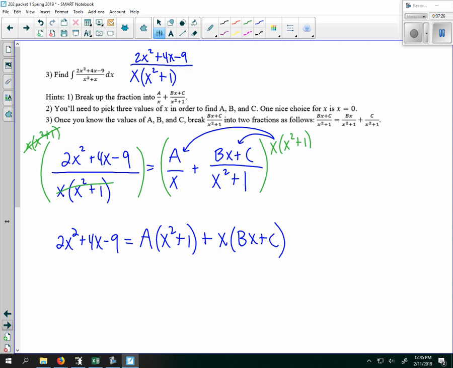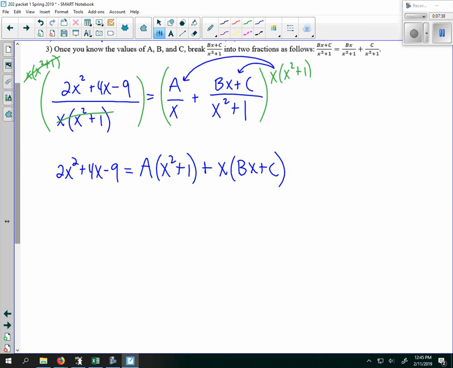Step 2, I need to pick 3 values of x because I have 3 unknowns, A, B, and C. One nice choice for x is x equals 0, so let's start with that. If x equals 0, I get negative 9 equals A, and the next term goes away because x is 0. Oh, that's nice, I know what A is right away.